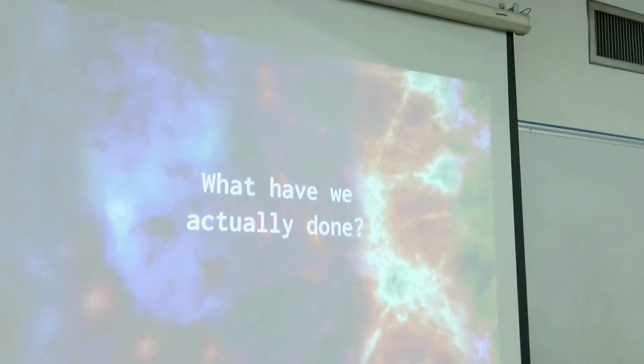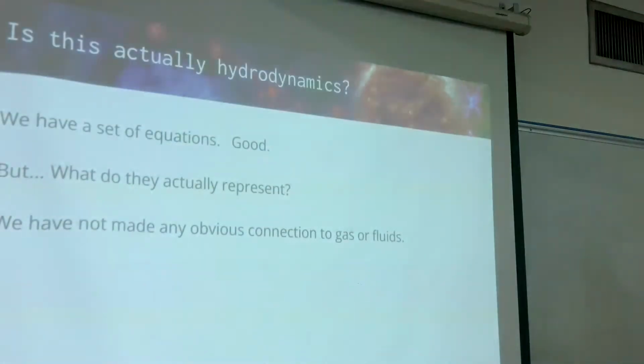Okay, so the question now is, great, what have we actually done? We've written down a Lagrangian, got some equations. Why should I even have anything to do with reality? Just inventing physics terms here. Okay, so we have a set of equations. Good. What do they actually represent?